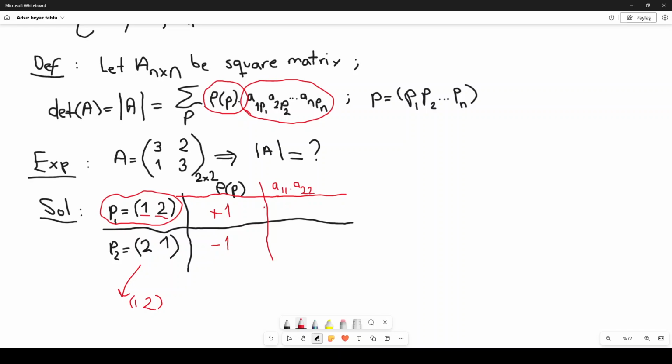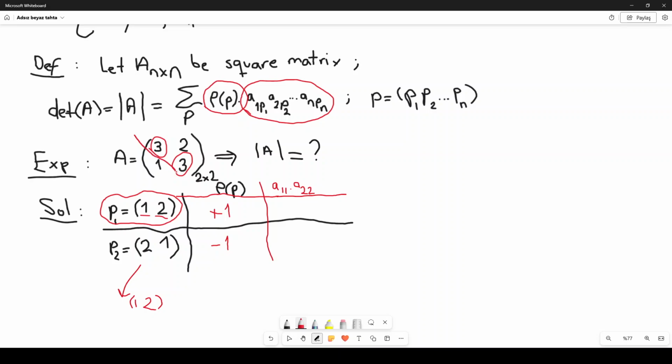we don't have any more because we have a 2 by 2 matrix, right? So for the multiplication part, I use both the elements from the permutations and the matrix. So we have A11 times A22. What are these values? The values correspond to the entries in the matrix. A11 is equal to 3, right? And what is the value of A22 in the original matrix A? This is 3.